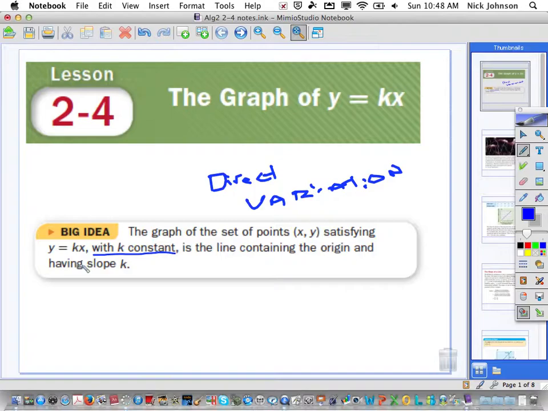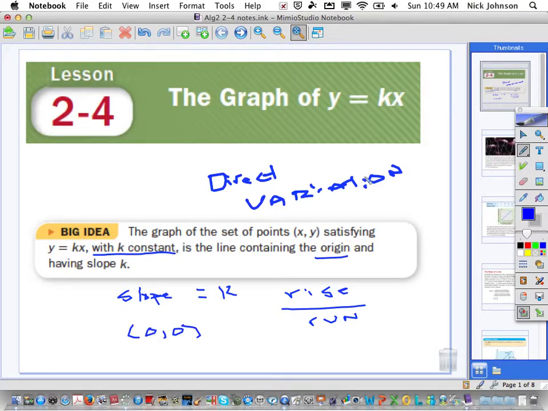So automatically when you look at this equation, you know two things. You know the slope equals k. That means you have rise over run, if you remember that from Algebra 1. And it automatically goes through the origin. The origin is 0, 0. So when you're graphing this, you graph 0, 0, and then you have the slope, so you have rise over run to give you the next point.